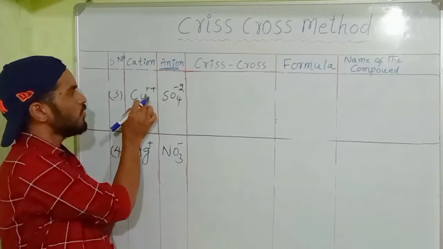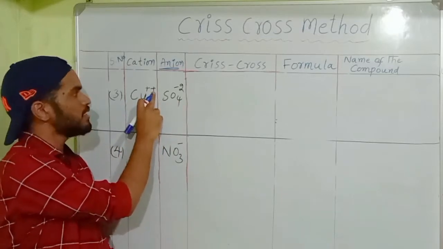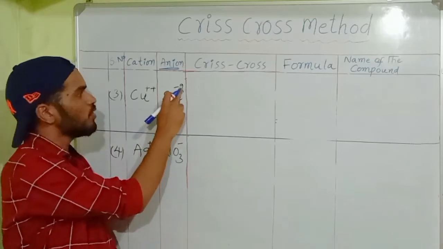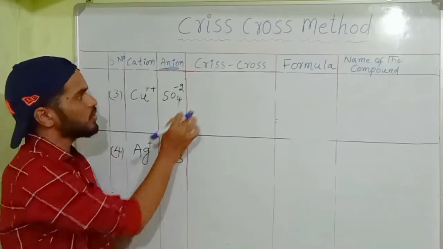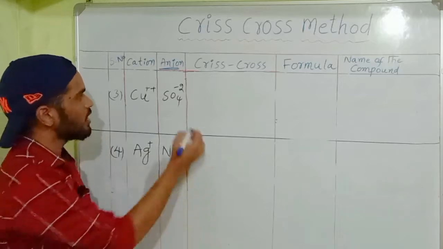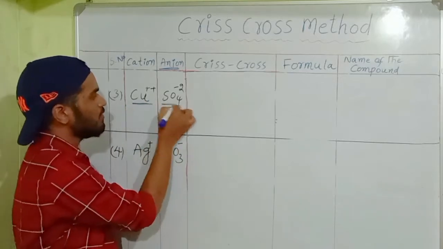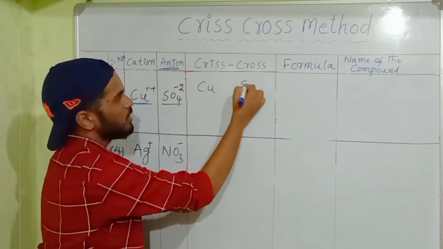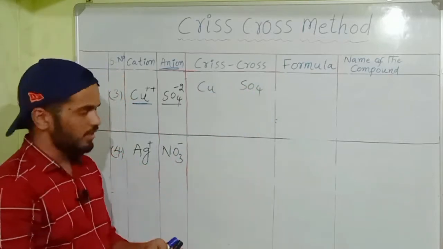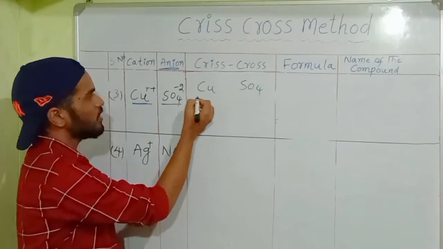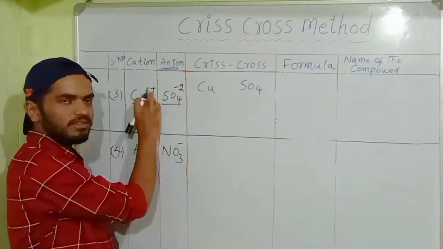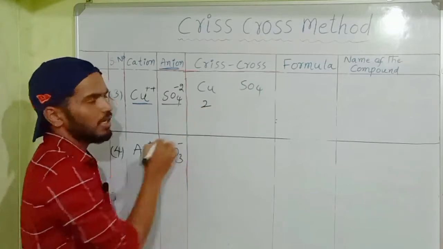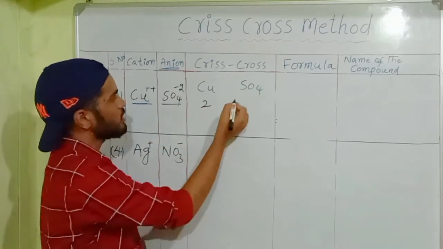Let me discuss the third compound using cation and anion. What is the cation? Cu 2 plus is given, which means the charge is 2. Let me take the anion, SO4 -2. We are using the criss-cross method. So we need to consider the cation and the anion here, Cu and SO4. Let us take the Cu and SO4 charges. Plus 2 means we need to consider 2 here.